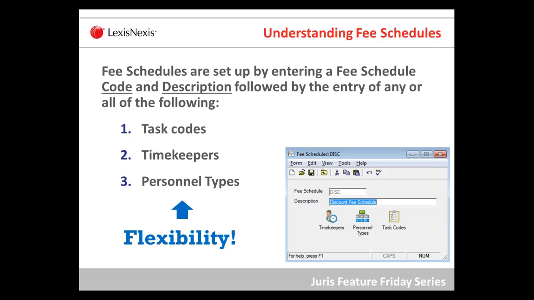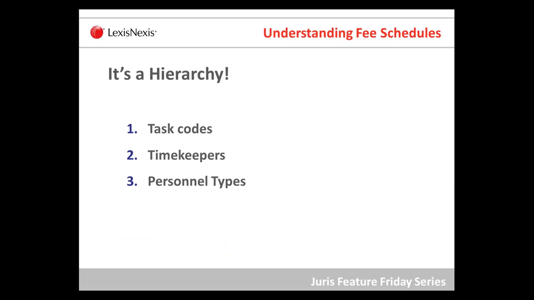Having trained Juris for a number of years, when I first learned it, this was probably one of the more challenging topics to understand because it's so flexible. It can seem a little overwhelming at first, and there's a sense that there are too many pieces, and how does it know one thing over another? As I said, the icons are just timekeepers, personnel, and task codes. Let's look at how that works as far as Juris is concerned.